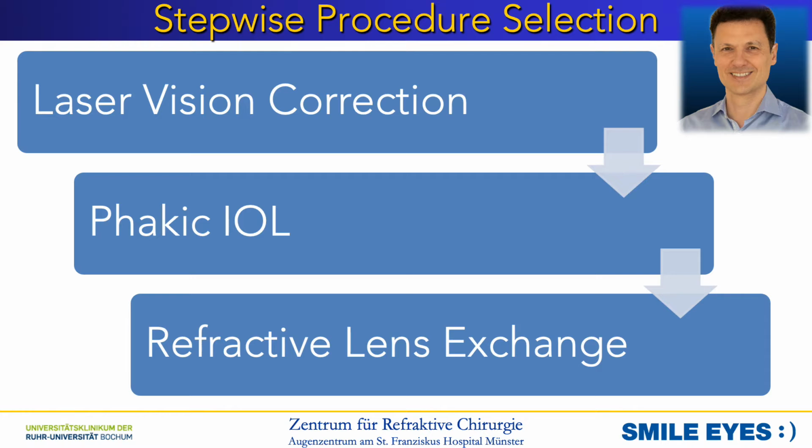When evaluating patients for refractive surgery, I always have this stepwise procedure selection in my mind. I always choose the procedure that does the job with the least amount of invasiveness. So for most of my patients, this is some kind of laser vision correction. If this doesn't work, then I think about phakic IOLs. And if they don't work either, then I do refractive lens exchange.